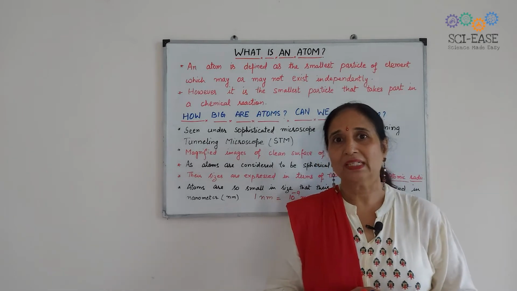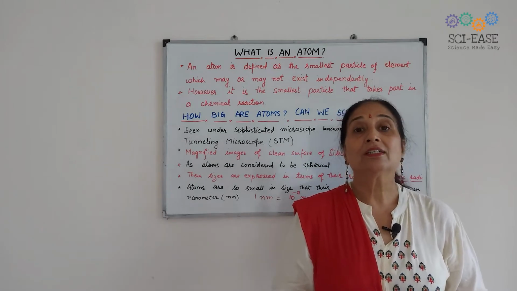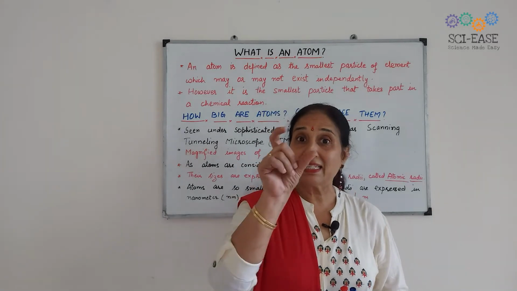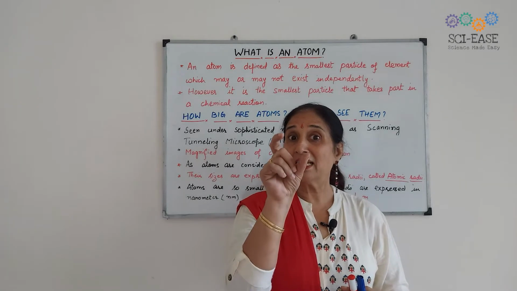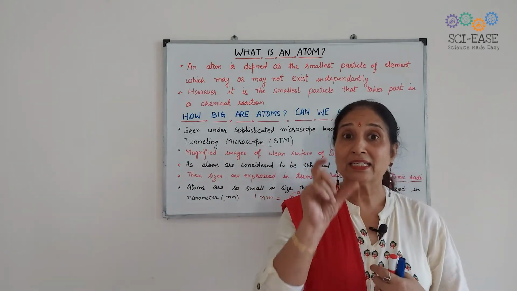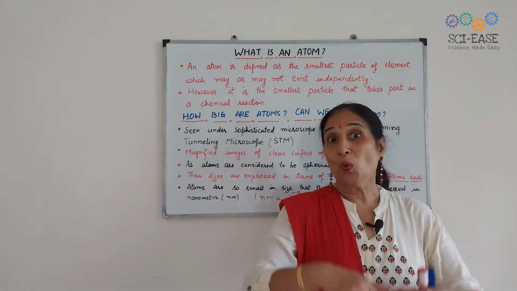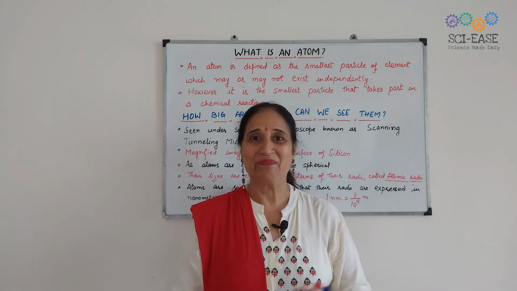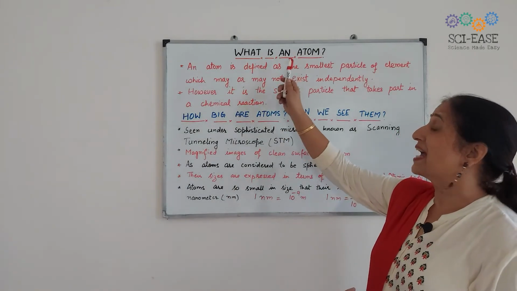So in building, brick is the smallest unit from which that big building is made up of. In the same way, you have read the chapter, The Fundamental Unit of Life, in which I have told you that cells are the smallest unit in case of body. Plant or animal body, cells, they are the smallest unit. So, what is the smallest unit of matter? That is an atom. So, in this video, I will take up what is an atom.